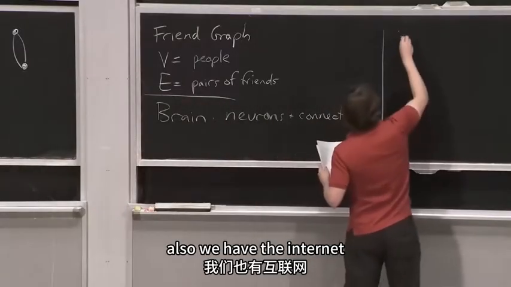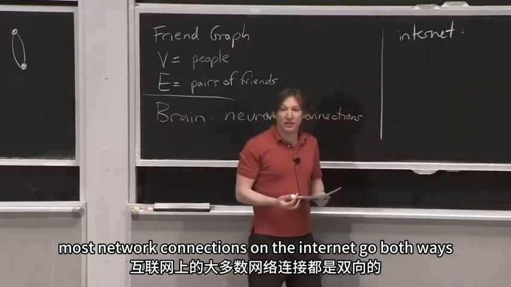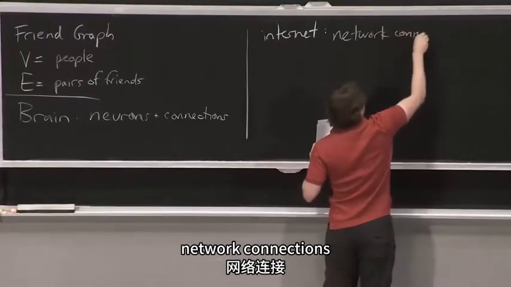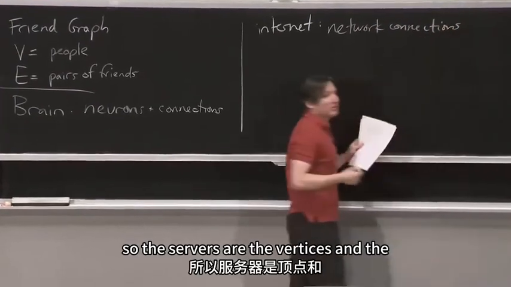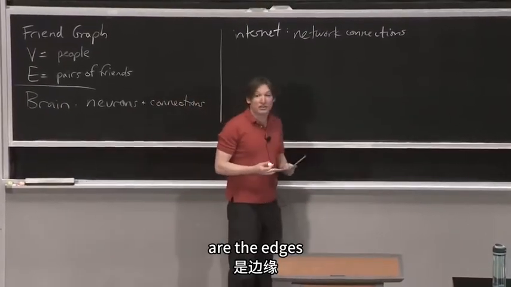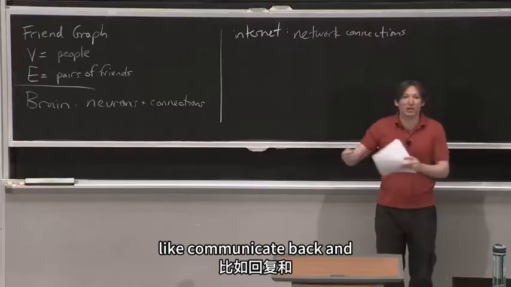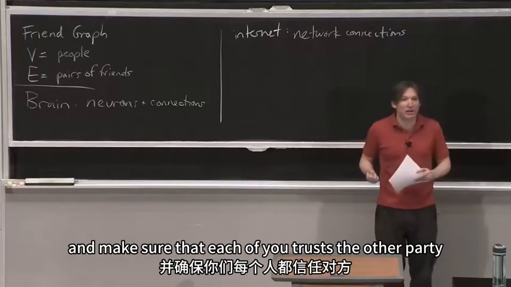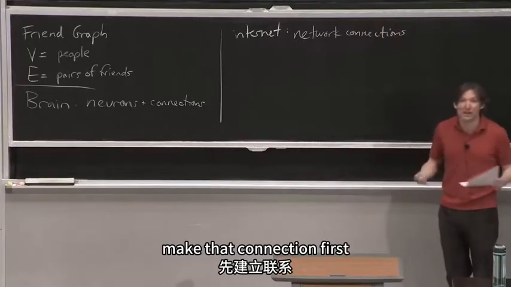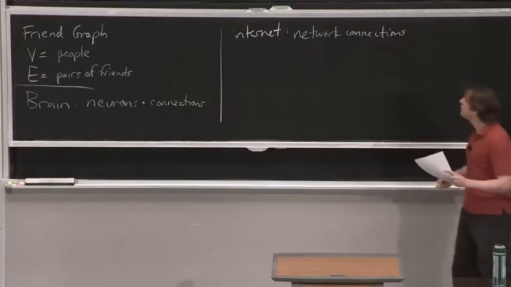Also, we have the internet. Most network connections on the internet go both ways. So the servers are the vertices, and which servers can talk to which other servers are the edges. And most communications have to go both ways because you have to communicate back and forth and make sure that each of you trusts the other party before you actually send any information over. So you have to go both ways to make that connection first. And then you can send information in whatever direction you want.